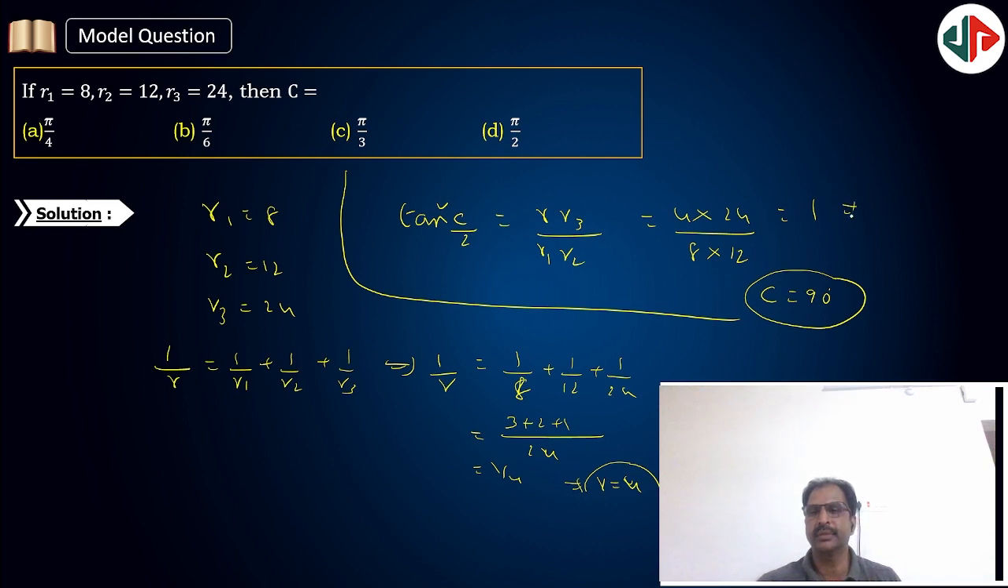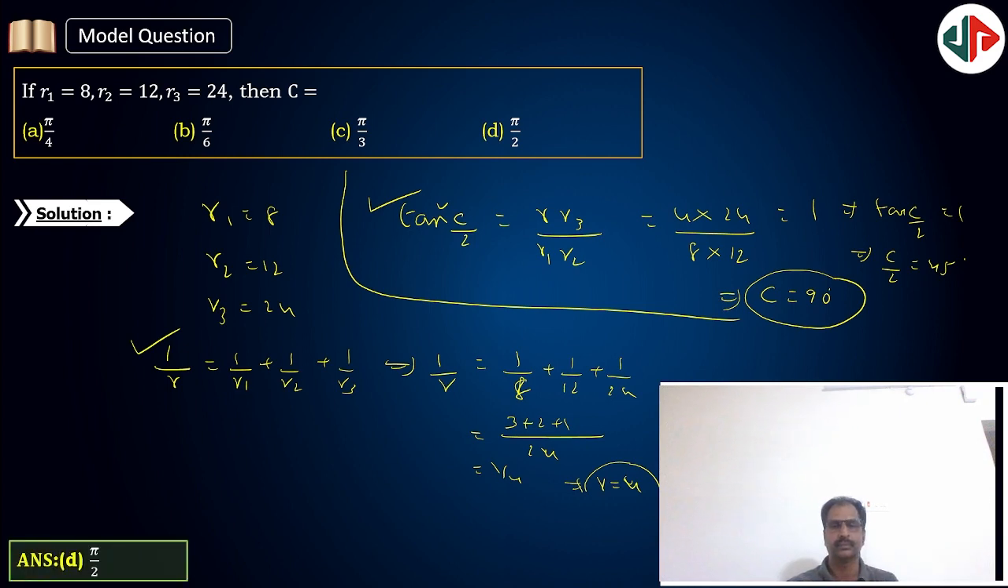Tan square C by 2 is 1 implies tan C by 2 is 1, so C by 2 is 45 degrees, which implies C is equal to 90 degrees. So remember this shortcut: tan square C by 2 is equal to r3 by r1 r. And how to find small r? Another shortcut: 1 by r is equal to 1 by r1 plus 1 by r2 plus 1 by r3. So option A is correct.